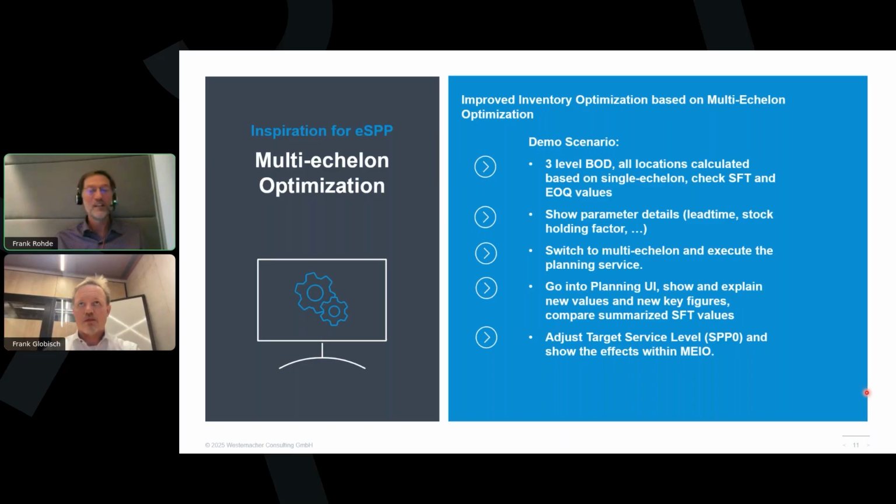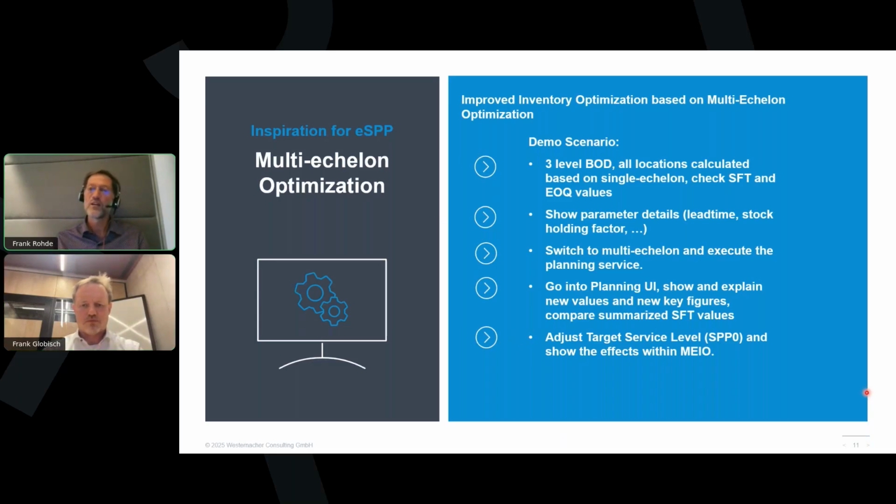What do we see in the system today? We will show you a 3-level BOD, and we will calculate, or it's already there, the safety stock and EOQ values on a single echelon approach. I will show you the parameter details, lead time, stock holding cost factor, and so on, that are inputs and considered. And then we simply switch to the multi-echelon and execute the planning service.